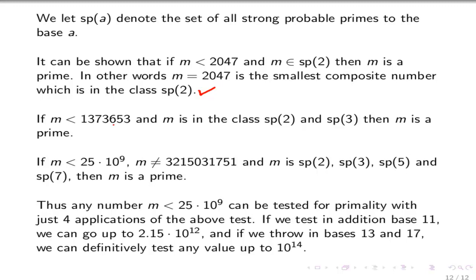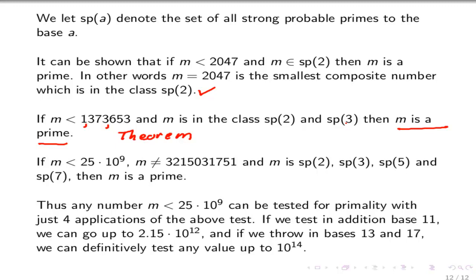If M is less than this value, the one we just looked at, 1,373,653, and it's a strong probable prime to the base 2 and to the base 3, then it is conclusive that M is a prime. Now this is a theorem that we're not going to prove here, but one can show that. So the number we were testing is the smallest number that's in SP2 and SP3, and that's why we had to go up to test the base 5 as well.